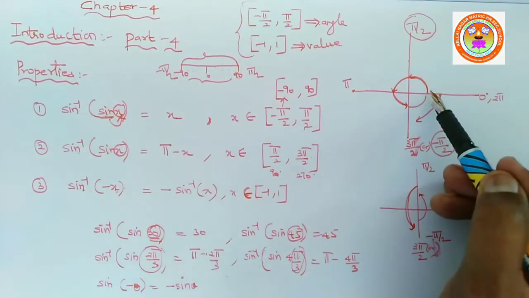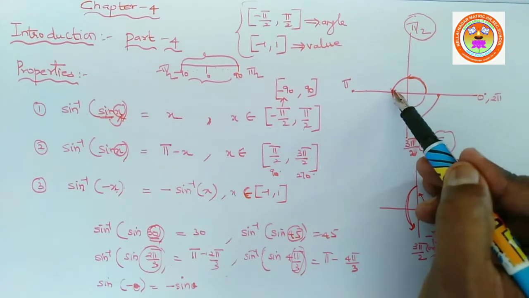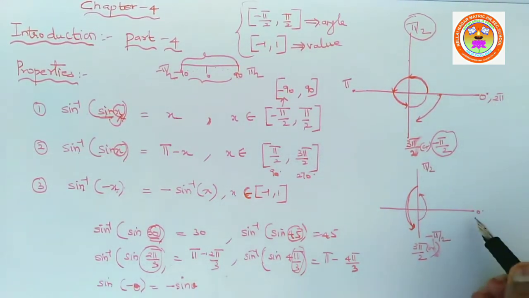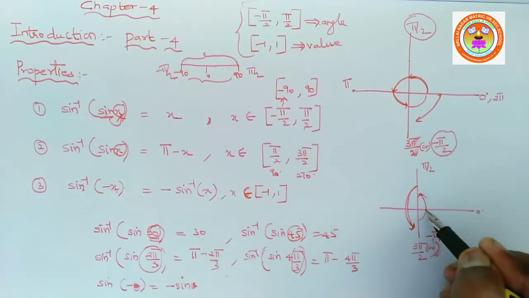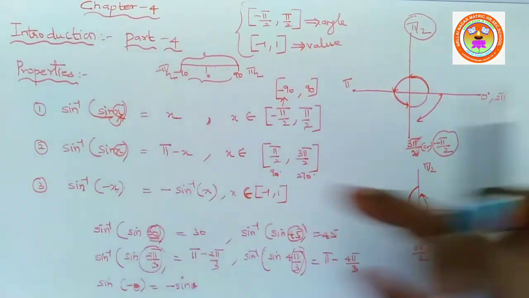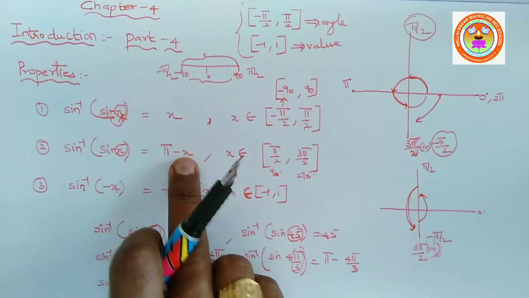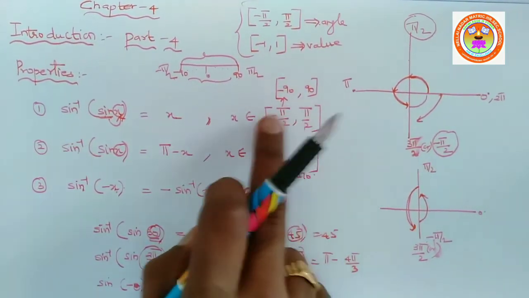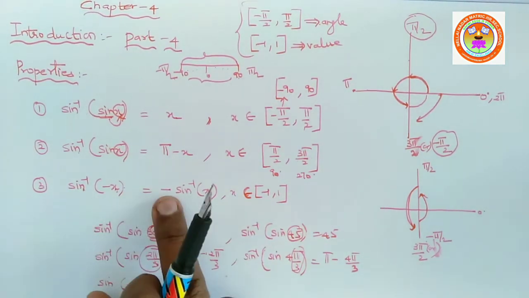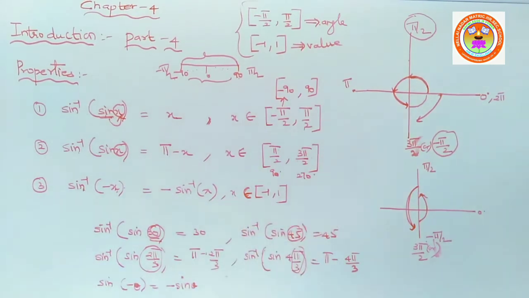If it is moving anti-clockwise, no problem: 0, pi by 2, pi, 3 pi by 2, 2 pi. If it moves clockwise, it is minus pi by 2. This is the first one: sine inverse of sin x is equal to x, for x in minus pi by 2 comma pi by 2. Second one: sine inverse of sin x is equal to pi minus x, where the rest of minus pi by 2 comma pi by 2 is pi by 2 comma 3 pi by 2. Sine inverse of minus x is minus sine inverse of x, where sine inverse is followed by value, so x belongs to minus 1 comma 1.